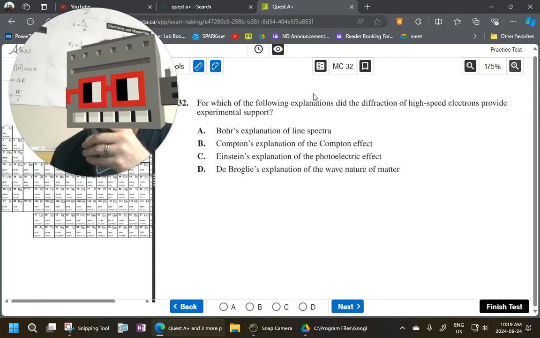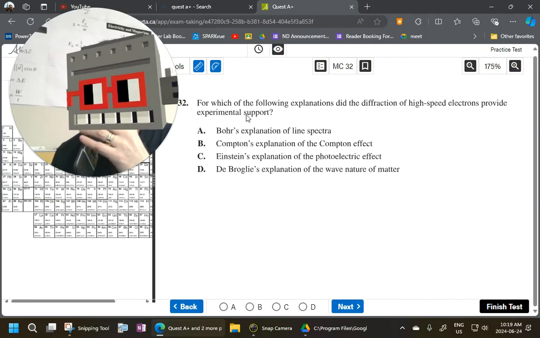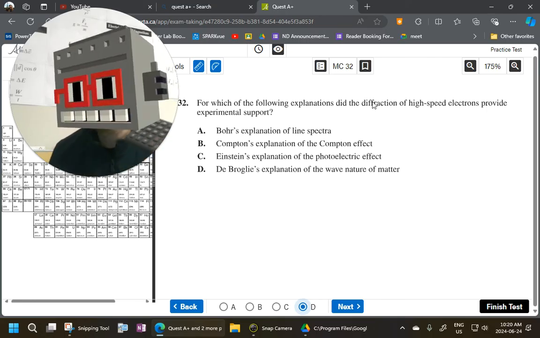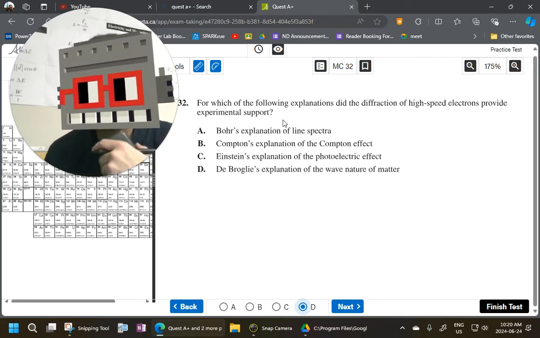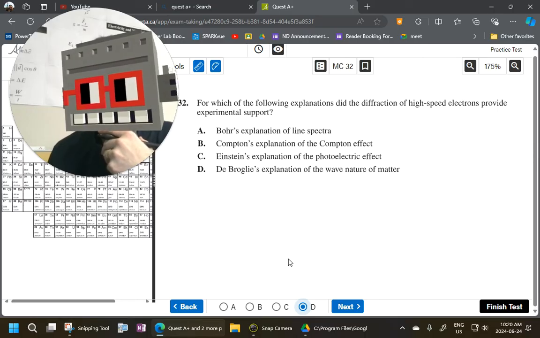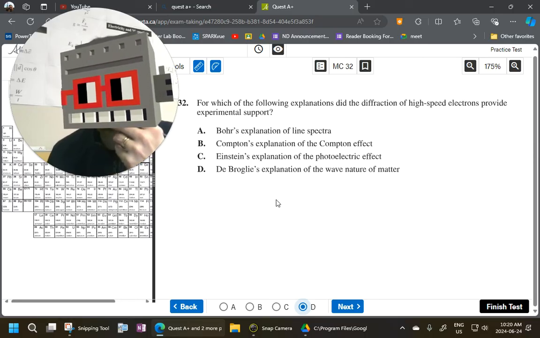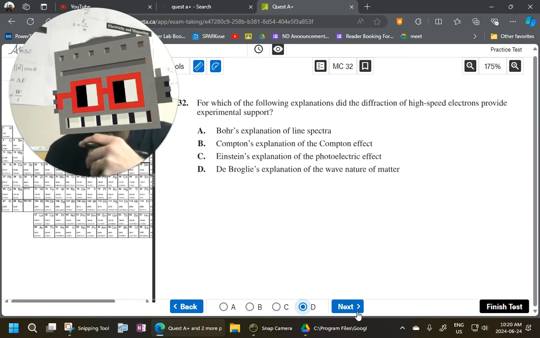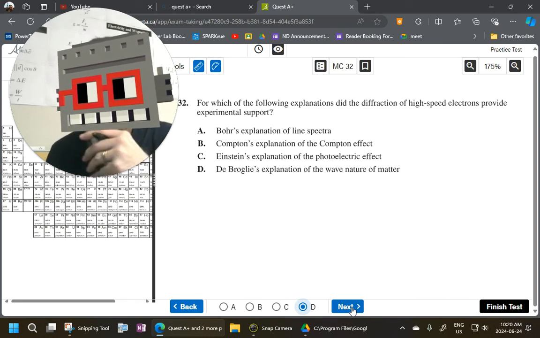All right. For which of the following explanations does diffraction of high speed electrons provide evidence? De Broglie's explanation of wave nature of matter. I kind of like that one because the electrons have mass. Why are they diffracting? Why are they interfering with each other? It doesn't make any sense otherwise. So it's got to be the idea that matter behaves as if it's waves, and waves behave as if they have matter, right? So de Broglie.